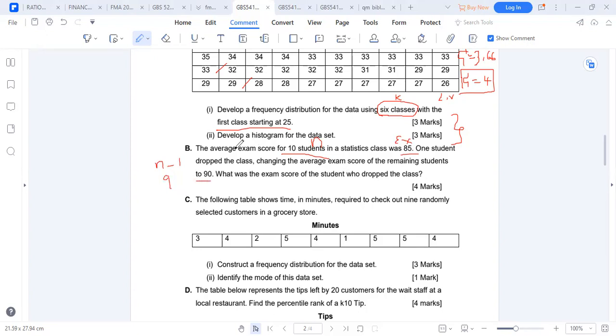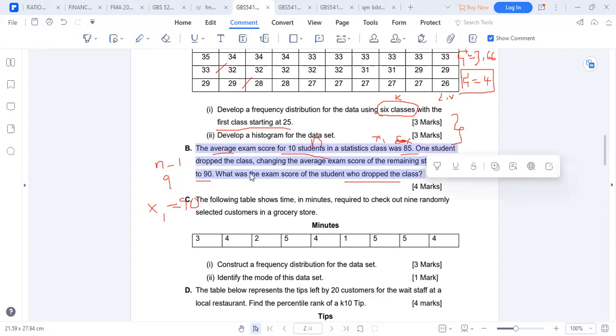So the average score for 10 students, this was the mean one. So the mean 2 was what? 90. So I want to know the score of the one who dropped. This is a very interesting question. Let's digest it together. Let me copy it to the word clip.